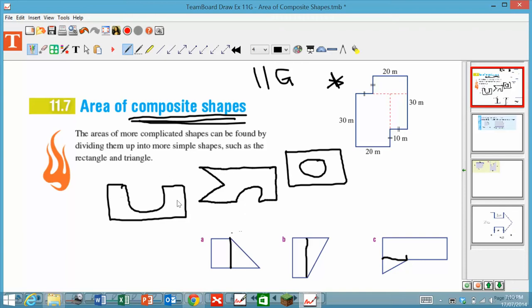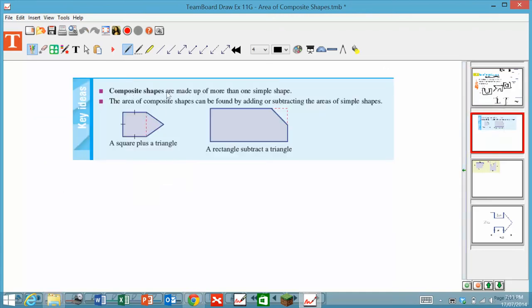To solve these, again, it requires a little bit of brain work and a little bit of planning about how you approach the problem. It is a matter of separating it up into different shapes and finding the area of each shape, and then either adding or subtracting your answers to get your final answer. So composite shapes are made up of more than one simple shape, which I just went over. The area of composite shapes can be found by adding or subtracting the areas of simple shapes, which is what I just said.